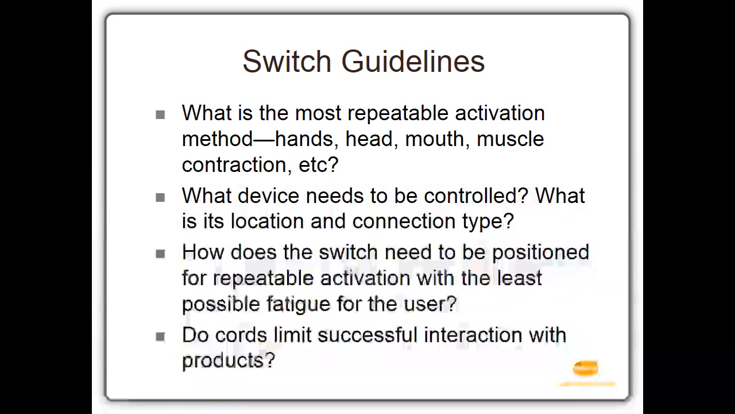The next, very important: what device needs to be controlled? What's its location and what's the connection type? Activating an alternate spinner might be different than activating something we can plug a switch into. That may be very different than controlling an iPad that we're not going to be able to plug a switch into, where we're going to look for a wireless connection.